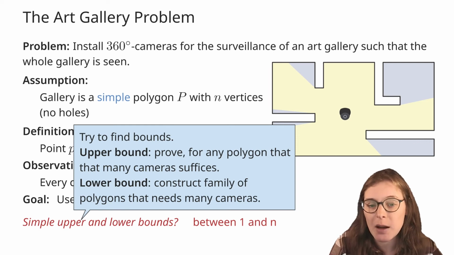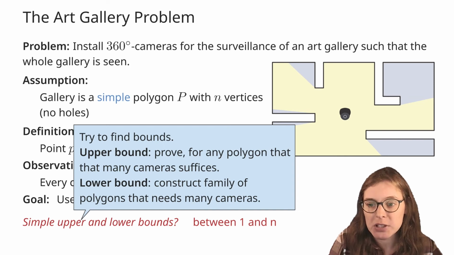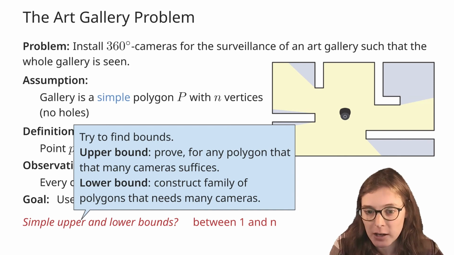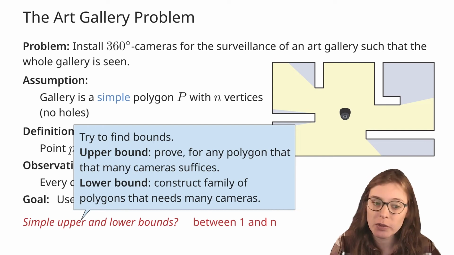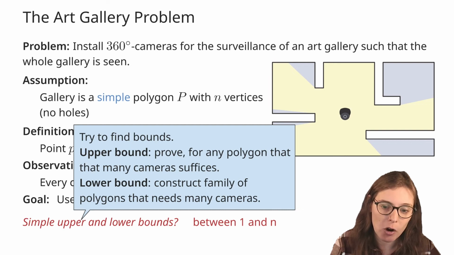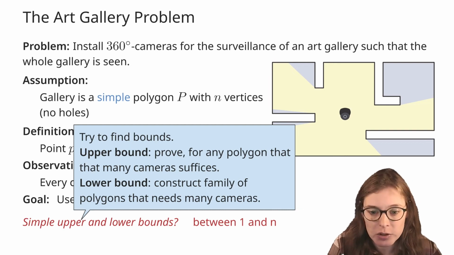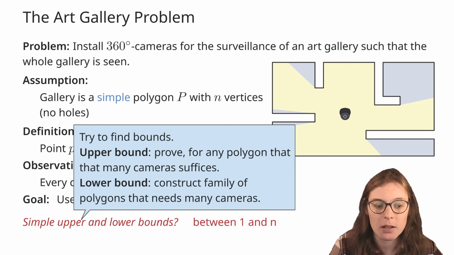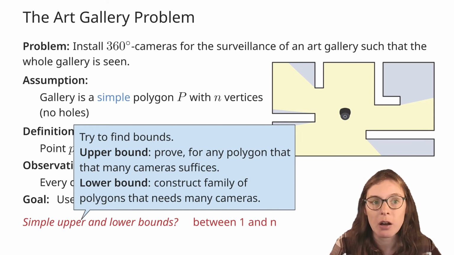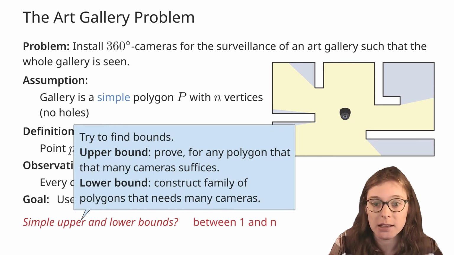To prove a given upper bound, we will try to prove that particularly many cameras always suffices for any polygon of a given size. And to prove a lower bound, we will try to construct a family of examples of polygons that require that many cameras to survey their interior. So let's try to find some better upper and lower bounds on the number of cameras that are needed for any polygon of size n.